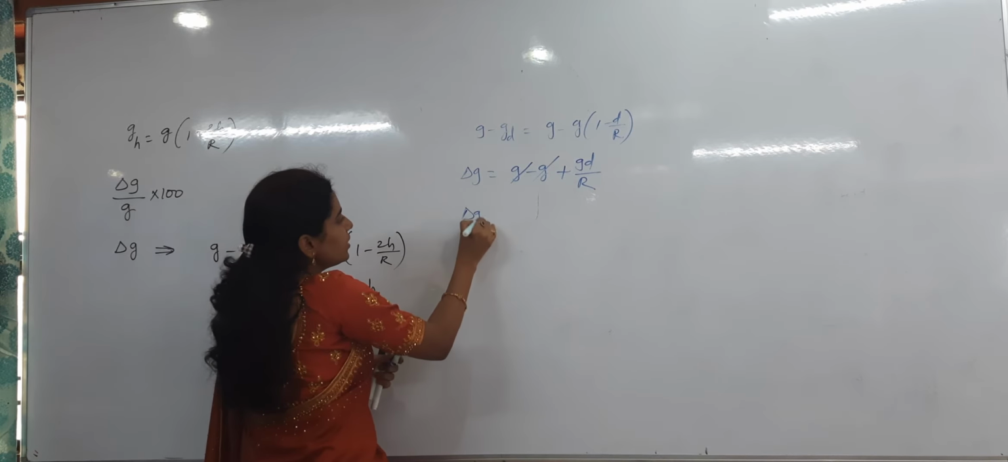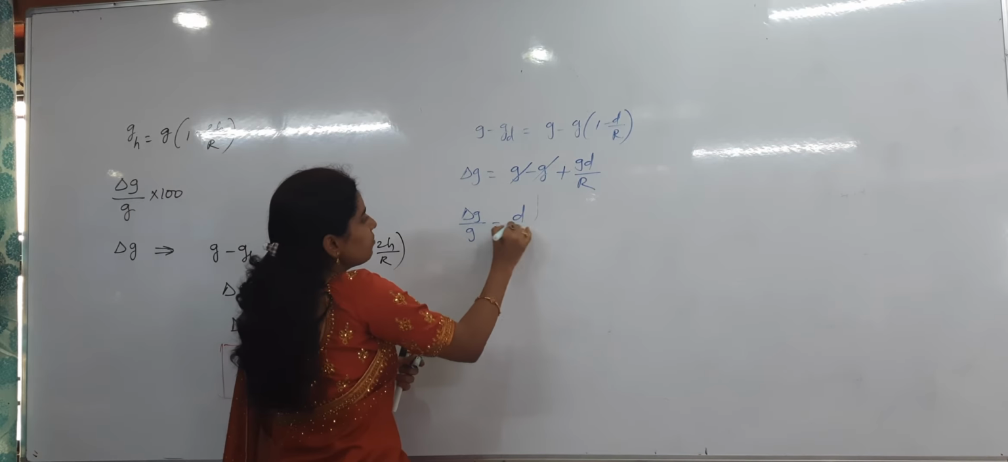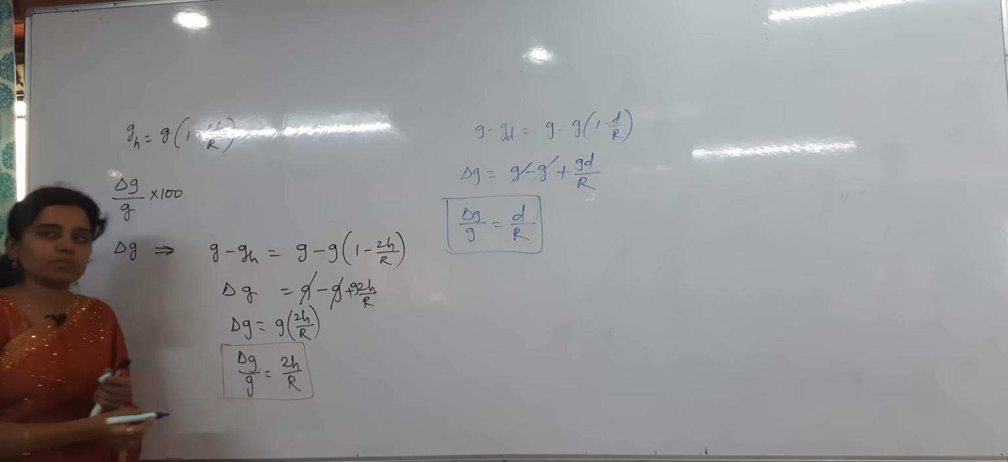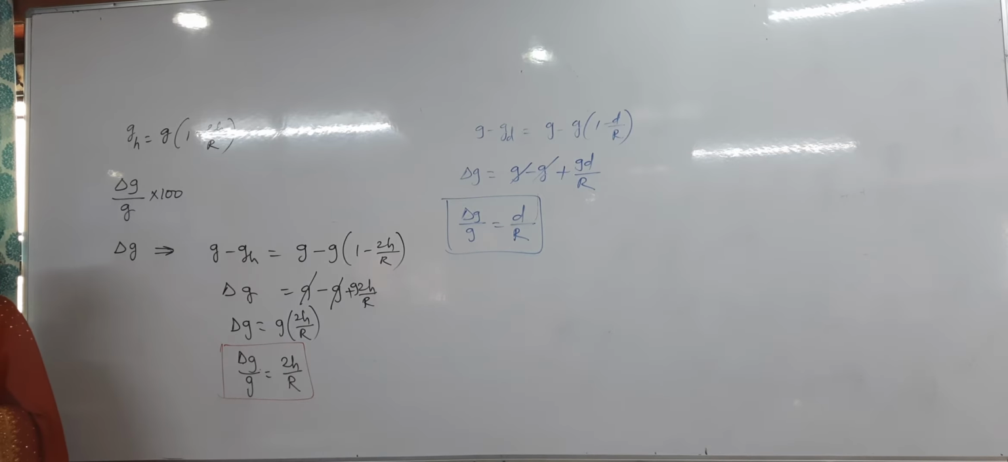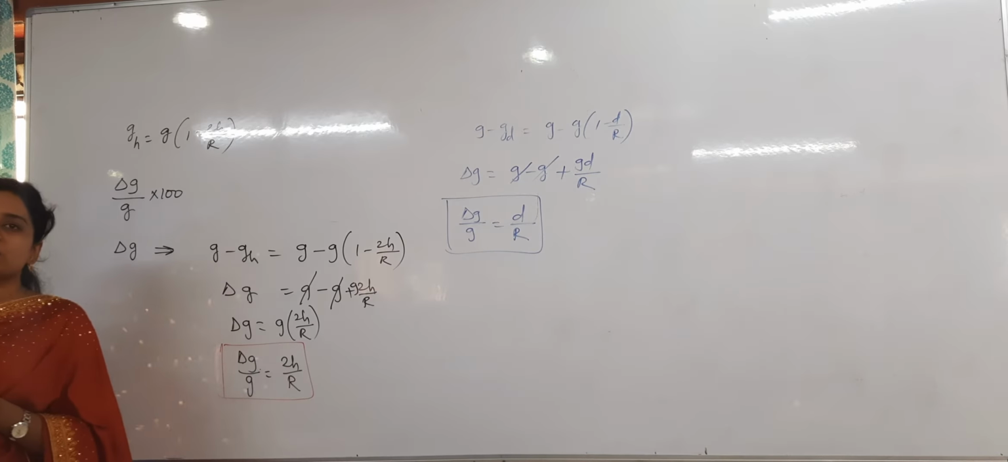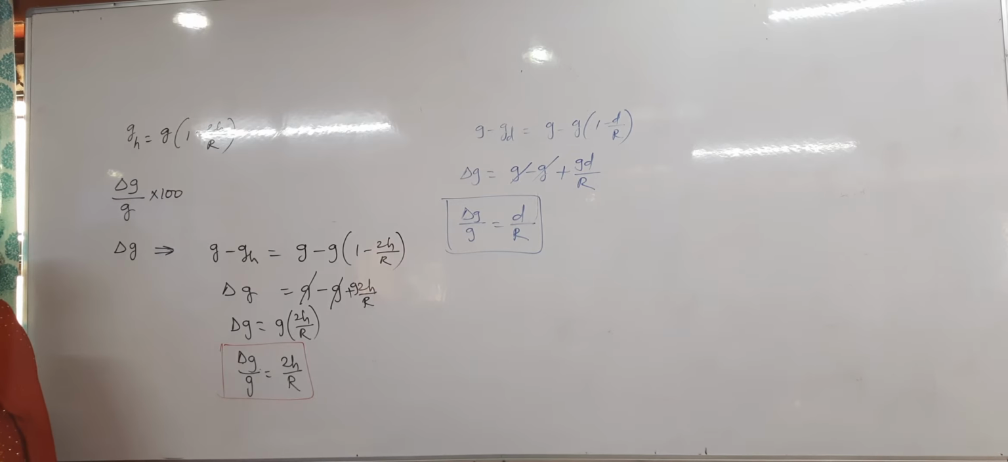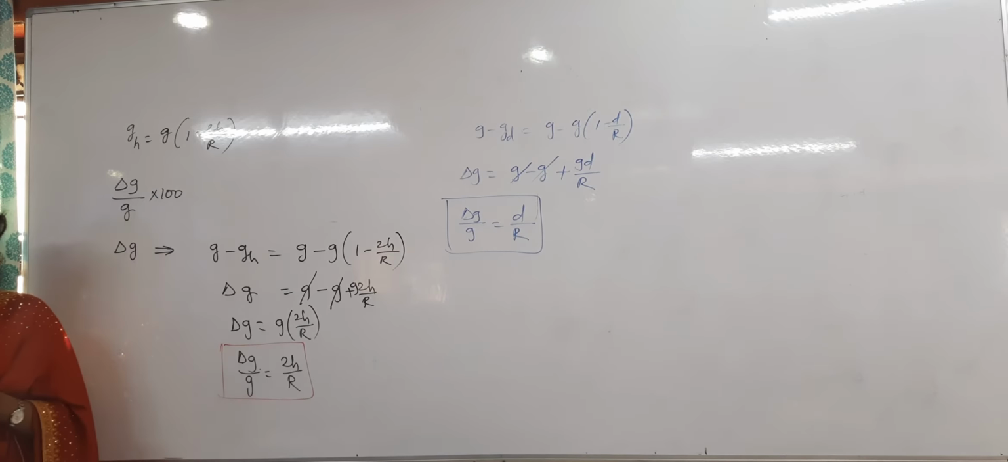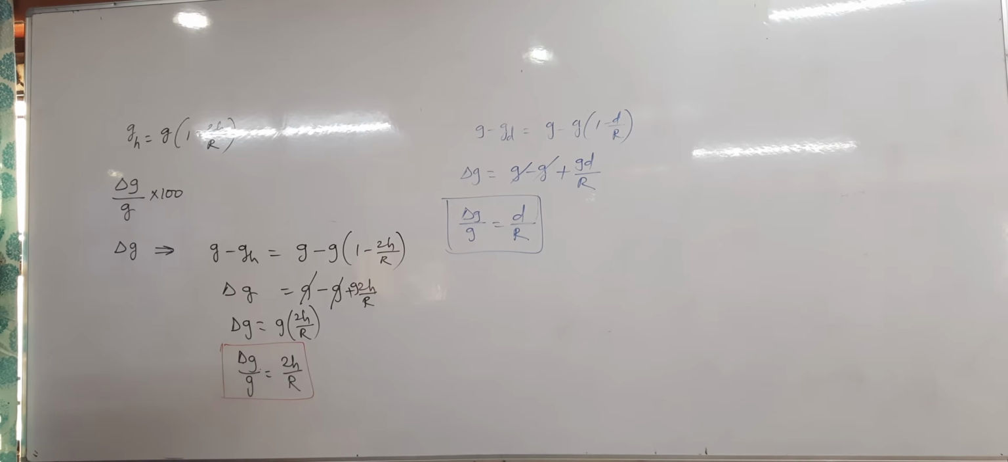Then delta G by G is equal to simply D by R only. The second term only, we will get 2h by R and then D by R. Whenever they are talking about the relation between the percentage change in G and depth, then delta G by G is how much? D by R. Whenever they are talking about the percentage change in G and height h, at that time delta G by G is how much? 2h by R. Clear, right? These are the formulas you have to use for the problems. Copy that.